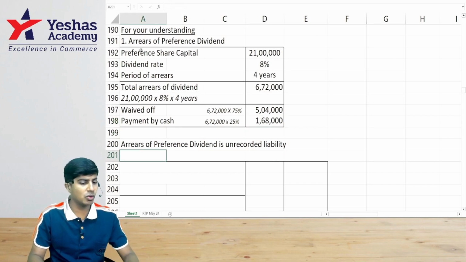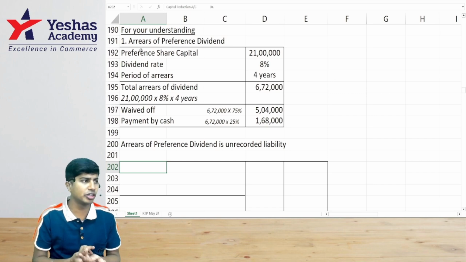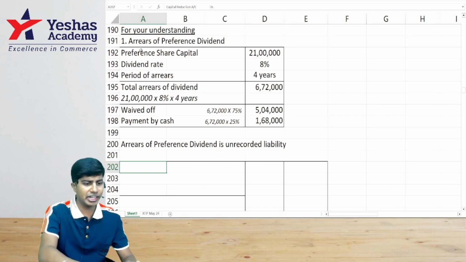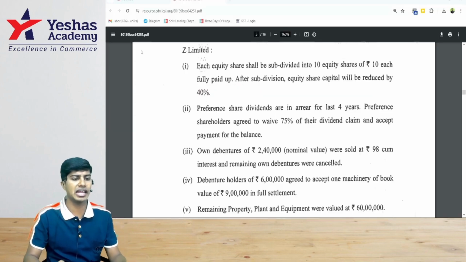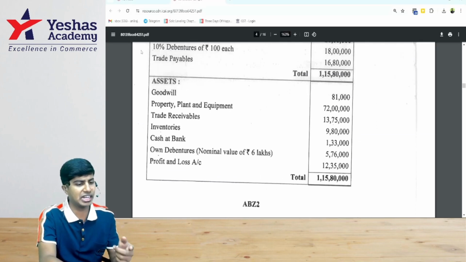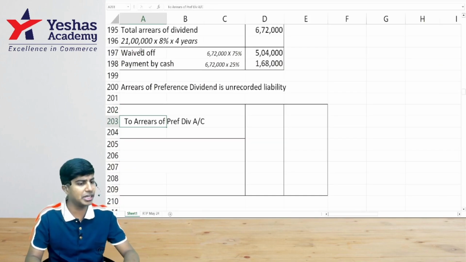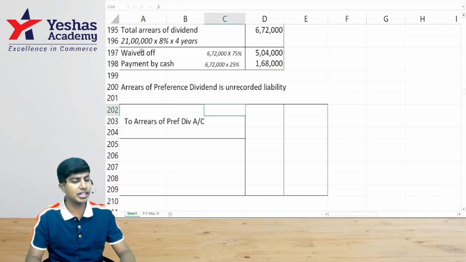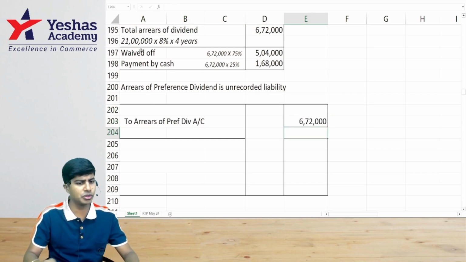Very good. So our accounting entry will be like this. So we know that for the waived off portion, we don't have to write journal entry. Only for the settled portion, we have to write entry. We don't know that. Let me explain why are we going to do that. Firstly, there is no arrears of preference dividend as a liability in the balance sheet. Check balance sheet liability side. Is there arrears of preference dividend liability? So we have to create liability arrears of preference dividend to the extent of 6,72,000.